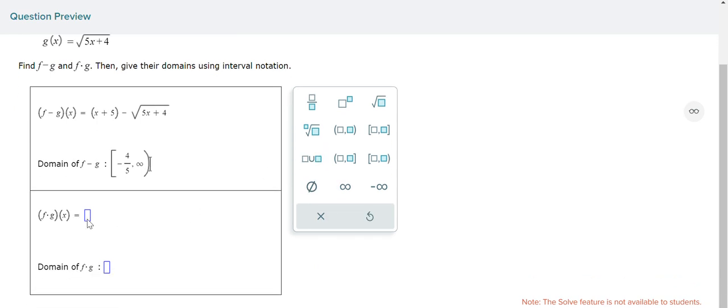And same thing here for f times g. Let's just write out what this looks like. This is x plus 5 times the square root of 5x plus 4. Again, at this point, there's nothing really left to do. There's no simplifying. We don't need to distribute out the x plus 5. That's not really going to be helpful to us. Also for the domain, we're looking at what we are allowed to plug in for x. The x plus 5 has no issues, but we do have the same issues with the square root of 5x plus 4. And so we're going to end up with the same domain as above.